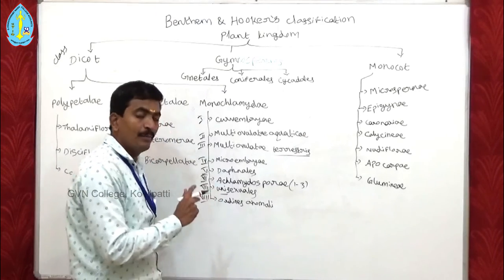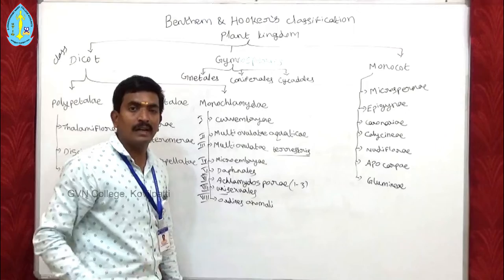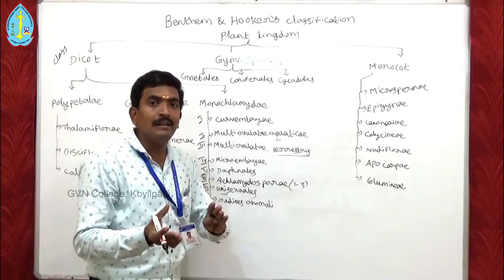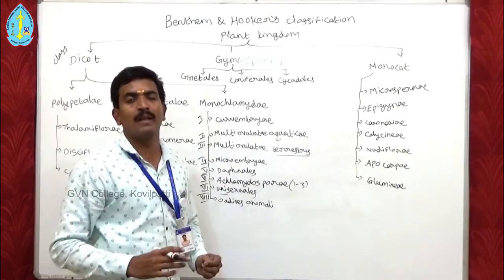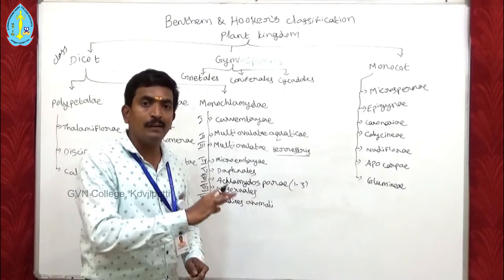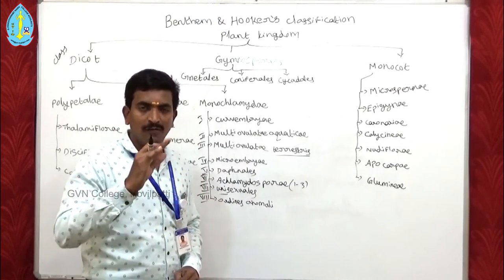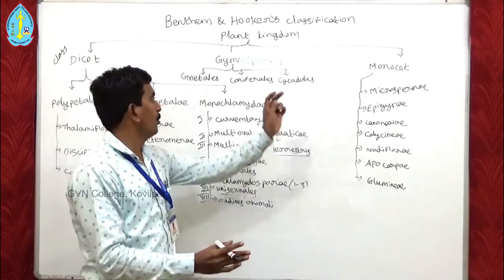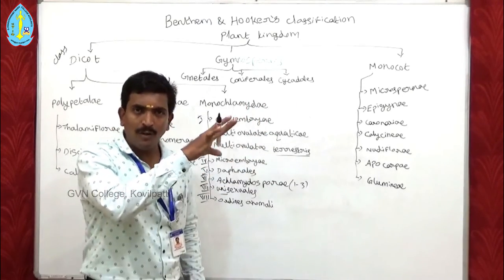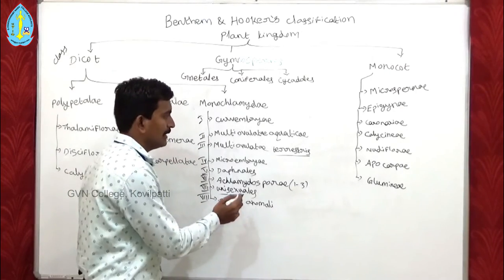The eighth series is here. The important series in Monochlamydeae is Ordines Anomali. Ordines Anomali means unrelated families and also uncertain families. Bentham and Hooker placed the uncertain families, the plant families which are very, very difficult to identify and classify in Monochlamydeae, all into one series. That series is called Ordines Anomali.